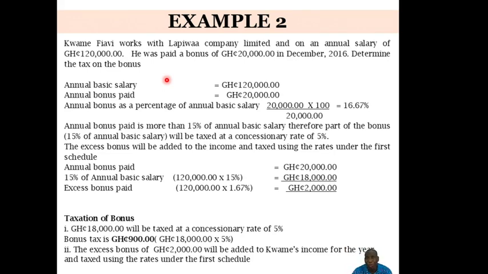That's the 18,000. You tax that one at 5% separately. But the remaining bonus, which will be 2,000, because you have taxed 18,000 at 5%. The remaining bonus, which is 2,000, we will call excess bonus. And that one will be added to Kwame Fiavi's employment income and taxed the normal way. It will be added under the cash benefit. So that's all. This is how we tax bonus.